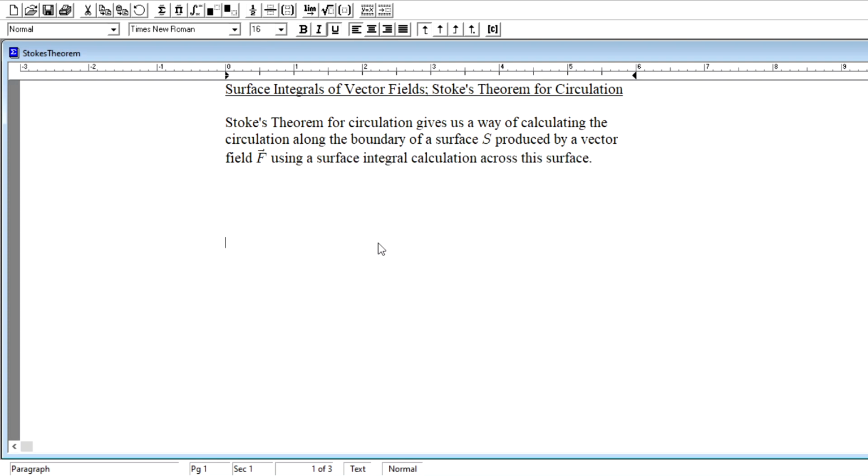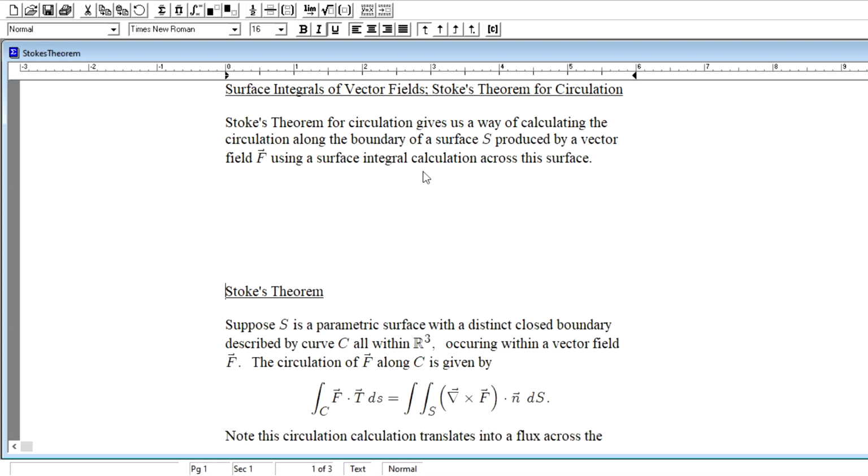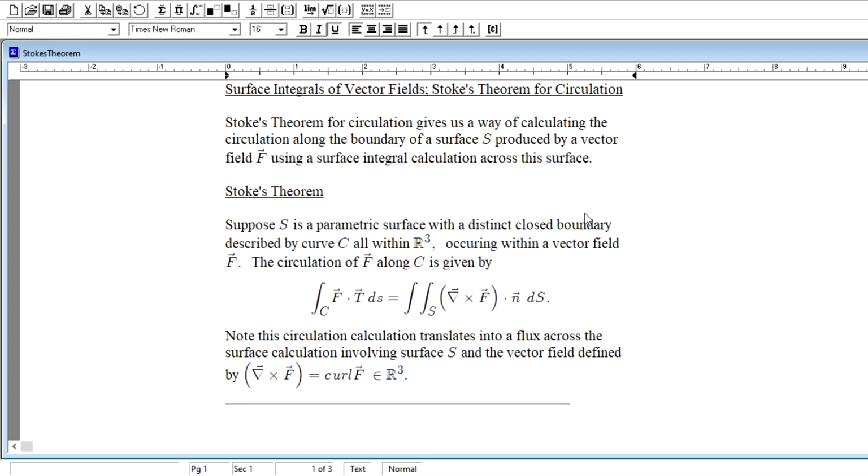Yes, we are considering calculating what would have been that line integration for circulation that we saw back in the beginning of the chapter, using techniques of surface integrals here at the end of the chapter. If we look particularly at Stokes' theorem, this is what it says, showing this connection. Suppose S is a parametric surface with a distinct closed boundary described by curve C, all within three-dimensional space, occurring within a vector field F bar.